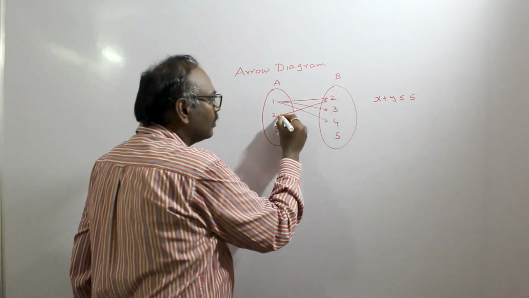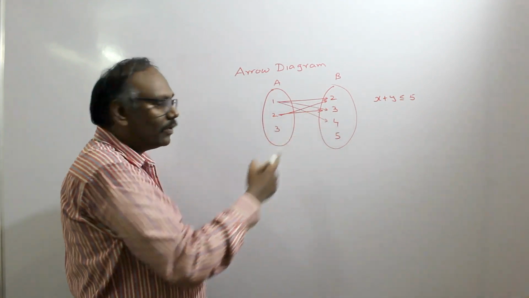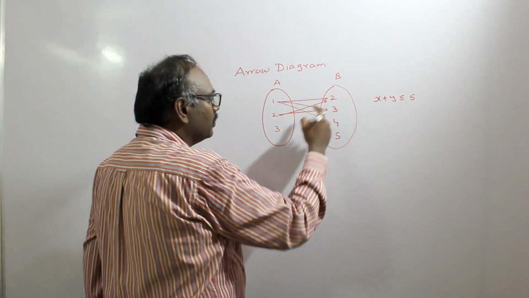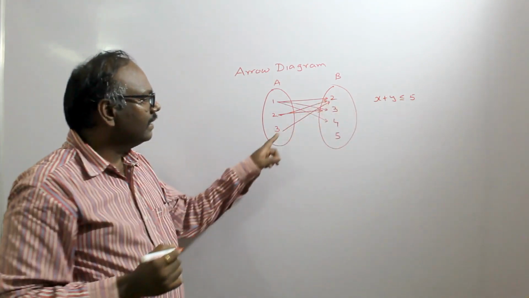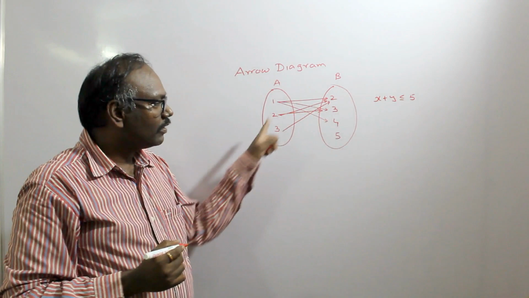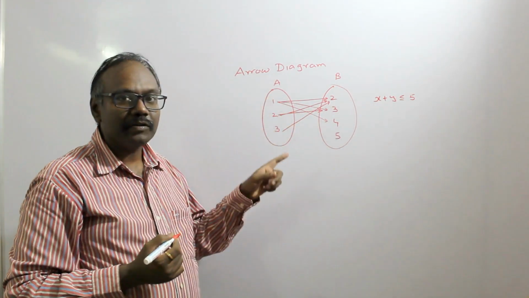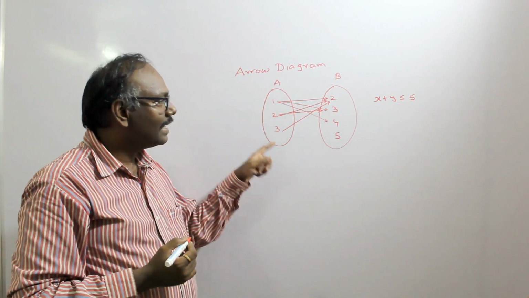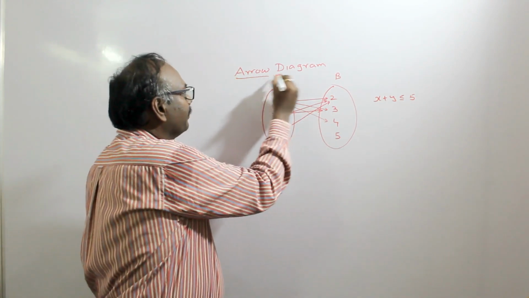2 with 3 can also be drawn an arrow, and 2 with 4 is not possible. 3 with 2 is possible, so we draw an arrow 3 with 2. And 3 with 3 once again not possible, 3 with 4 or 3 with 5 is also not possible. So this way of drawing the arrows by which the elements of set A are related to elements of set B is called the arrow diagram.